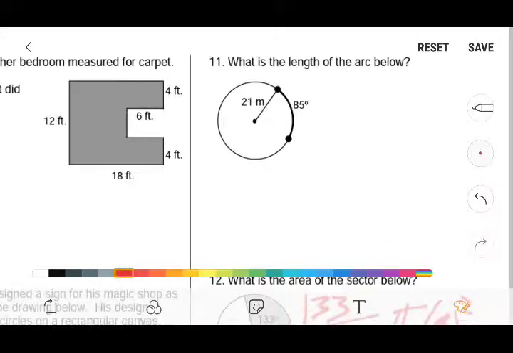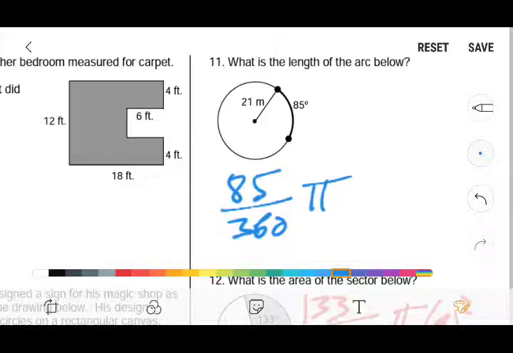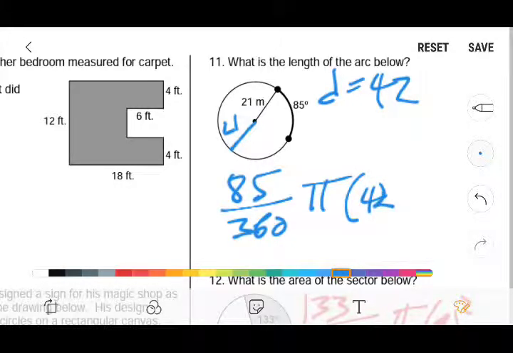Length of the arc. So basically the same formula. This one is 85 over 360 times pi. Your diameter here is, that's another 21, so d equals 42. Pi times d. So 85 over 360 times pi times 42 is 31.2.